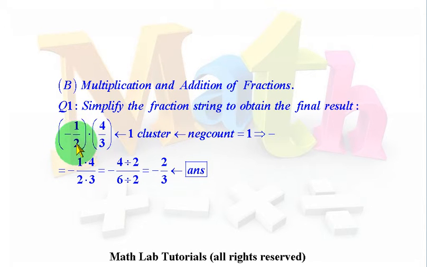We have bracket -1/2 dot 4/3, all in brackets. Because there's a dot in between the two fractions, we recognize this as a cluster, and of course there's only one cluster. So there is no DMF. There are no fraction strings inside the brackets, so we don't have to simplify inside the brackets. They're already simplified as they stand. So we're ready to do a neg count for the entire cluster. We do a neg count of 1. And of course, a neg count of 1 means that the result is negative. So there's the negative sign right there.